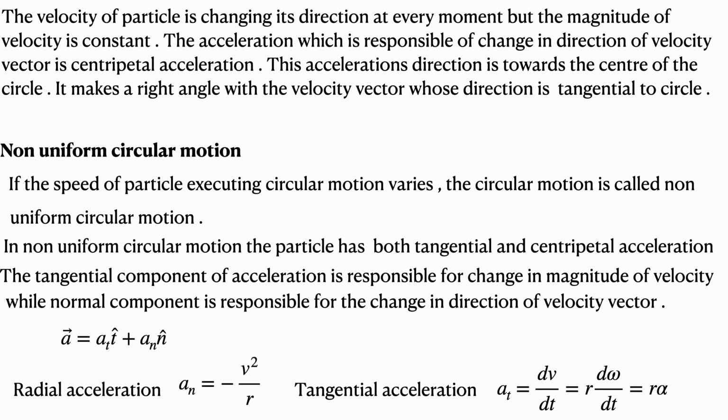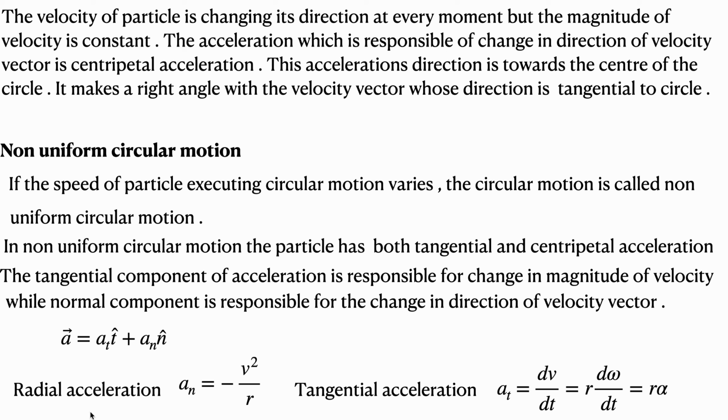Non-uniform circular motion. If the speed of a particle executing circular motion varies, the circular motion is called non-uniform circular motion. In non-uniform circular motion, the particle has both tangential and centripetal acceleration. The tangential component of acceleration is responsible for the change in magnitude of velocity, while the normal component is responsible for the change in direction of the velocity vector.